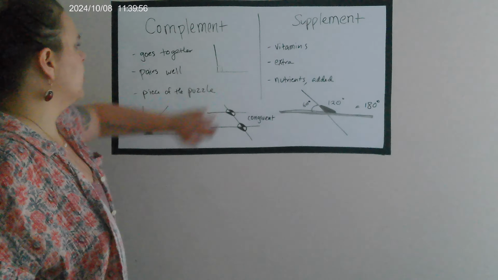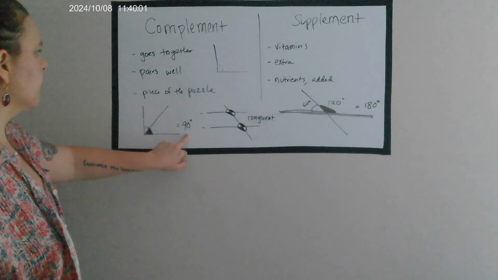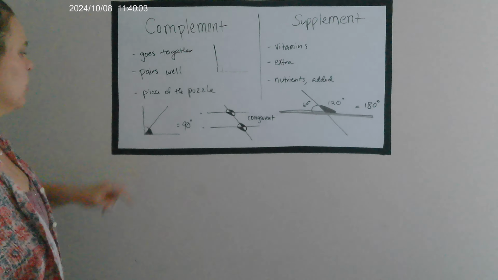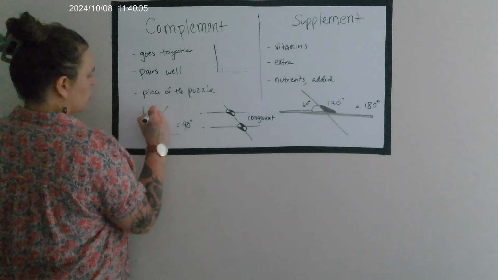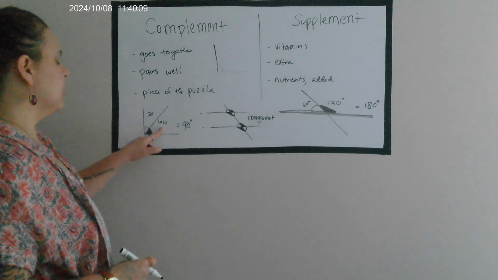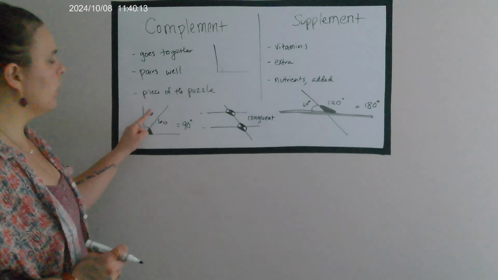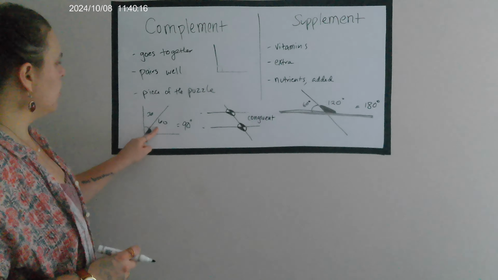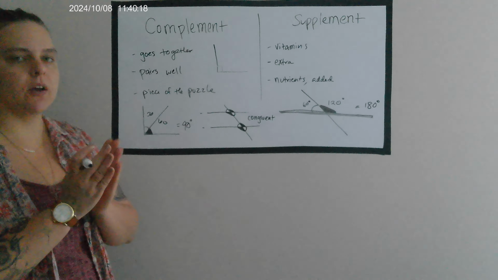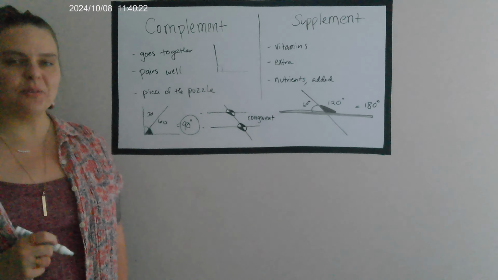Complement has to do with a 90-degree angle, okay? Two different angles. It could be 30 and 60. It could be 45, 45. It could be 20, 70, whatever. These two angles pair so well together that they create a 90-degree angle, okay?